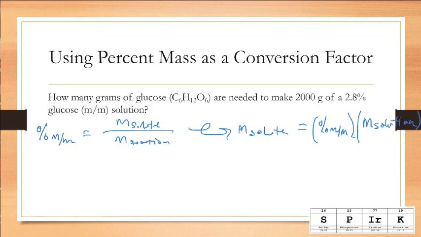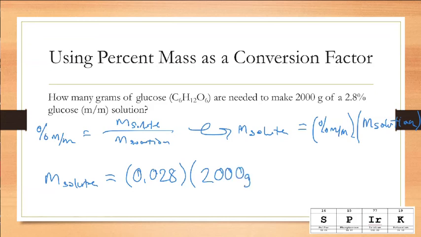So we can plug these values in. So the mass of solute, or the mass of glucose, is going to be equal to 0.028, because remember, we can't multiply by percents. We need to divide it by 100 to get it back to its decimal value, and multiply by 2,000 grams, because that's how large of a solution we're making. Multiply that through, and we get 56 grams of solute, or glucose.